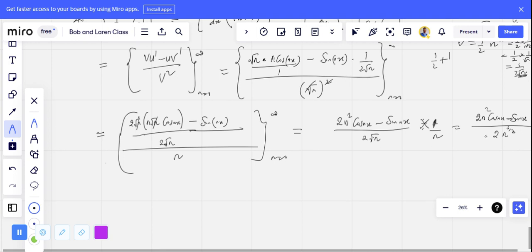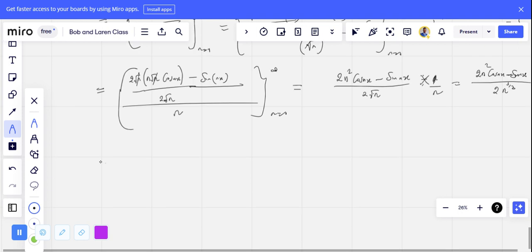Now looking at this expression here, what if we decide to insert infinity in this case? Or is there any way this can be deduced? Looking at this expression now, I already have my sequence after differentiating. I have it as 2n squared cos nx minus sine nx, then divided by 2 n to the power of 3 over 2. This is how it's meant to be.